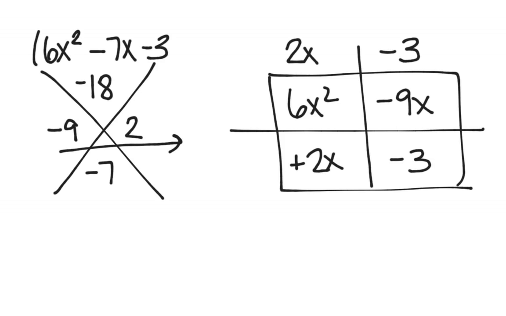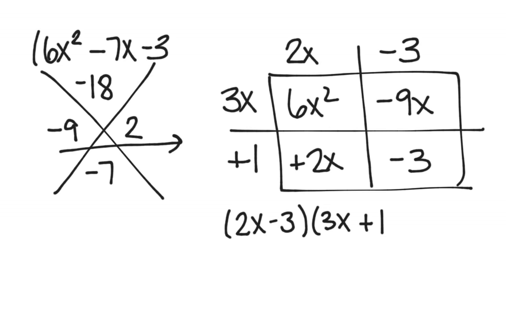Go across. 6 and 9 can both be divided by 3. Positive because of the 6x squared. And we need an x because both terms have x's. And last but not least, the only number that goes into both 2 and negative 3 is positive 1. Once again, positive because of the positive 2x. So we believe it is 2x minus 3 times 3x plus 1.